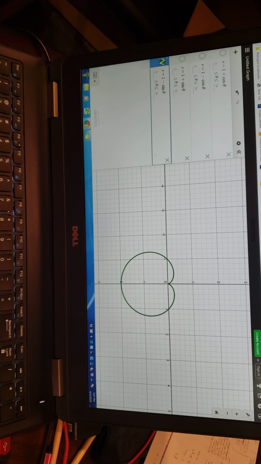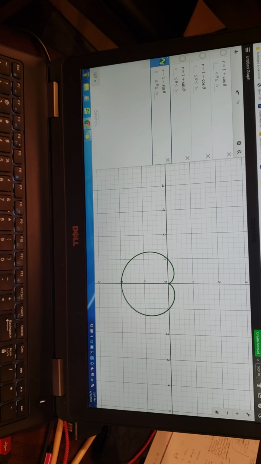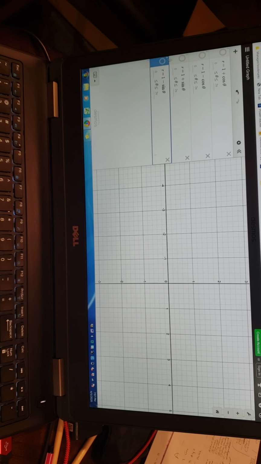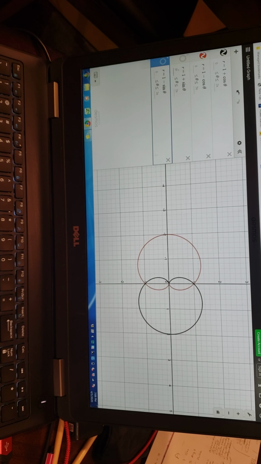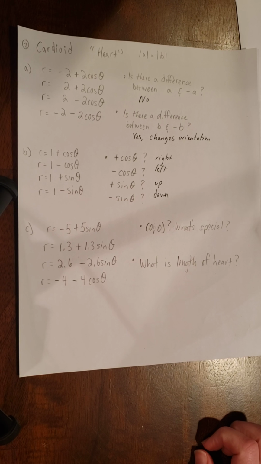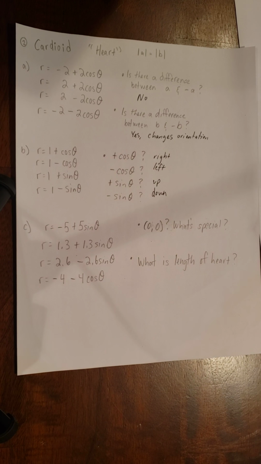So let's write down that negative sine theta opens down, positive sine theta opens up, negative cosine theta opens to the left, and positive cosine theta opens to the right. Okay, so now that we've established the orientation of the heart, what we need to worry about right now is being able to sketch this heart.